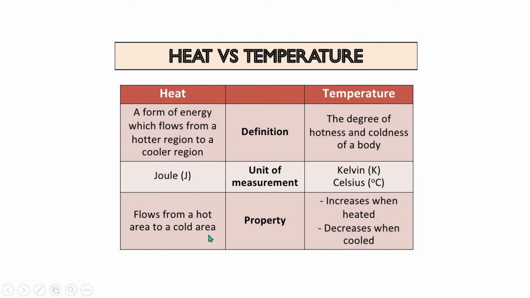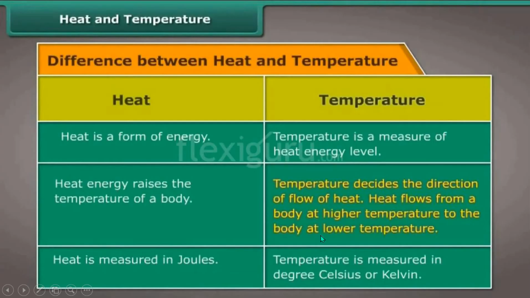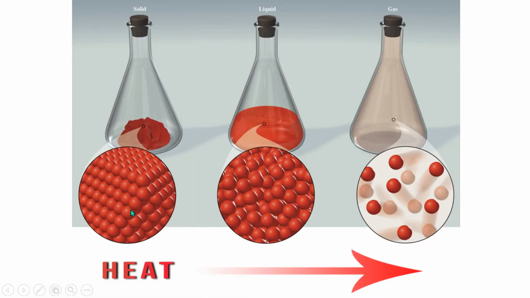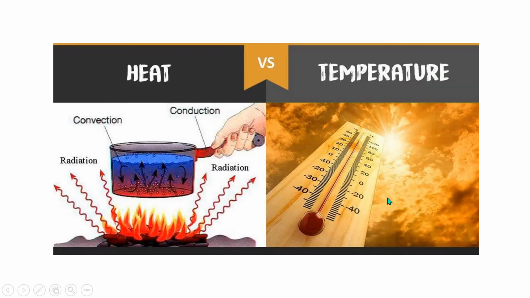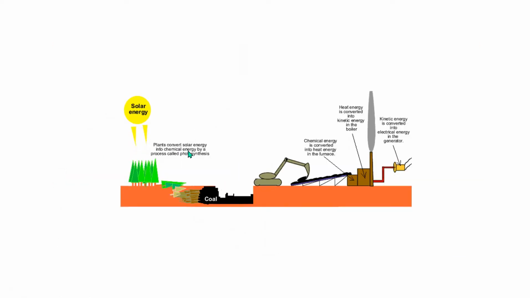Heat flows from a hotter area to a colder area, and temperature rises when it is heated and decreases when it is cooled. When it is in solid state, the molecules are compactly arranged; in liquid state, the molecules have intermolecular spaces; and in gaseous state, the intermolecular spaces are more, and the molecules move randomly. When something is heated, it undergoes processes called radiation, convection and conduction, whereas temperature only shows a decrease and increase in the level of the temperature, because with this we can only measure the temperature.